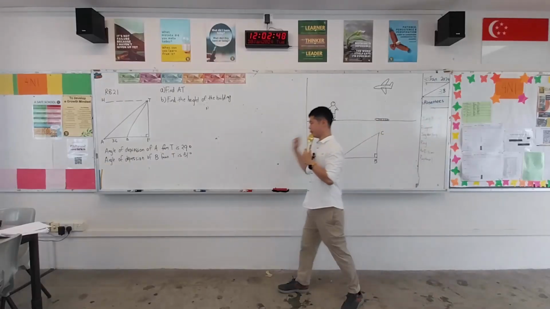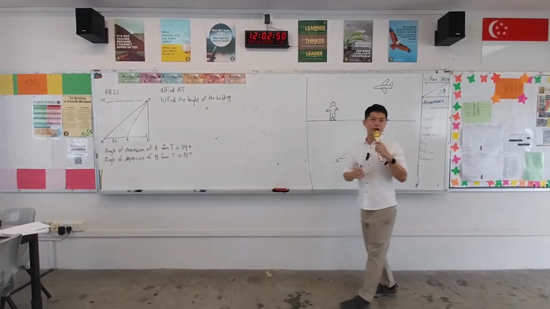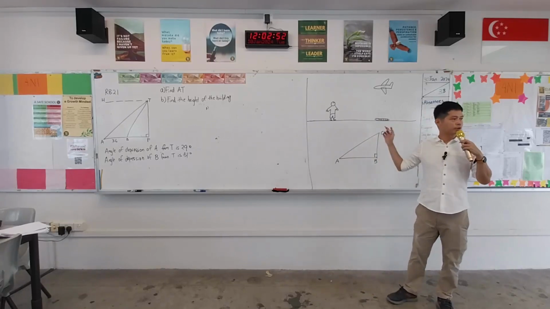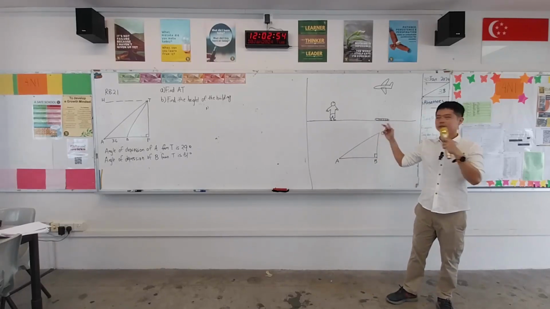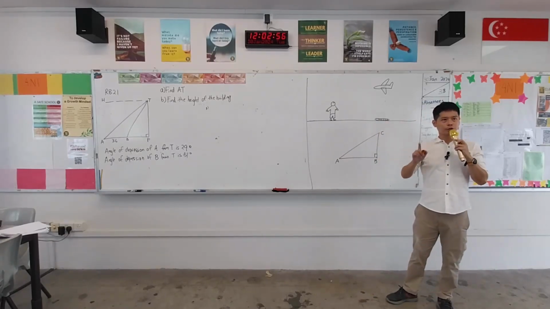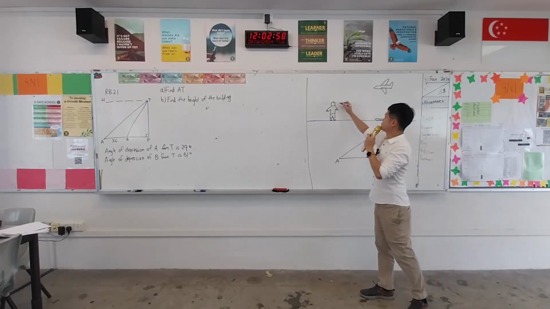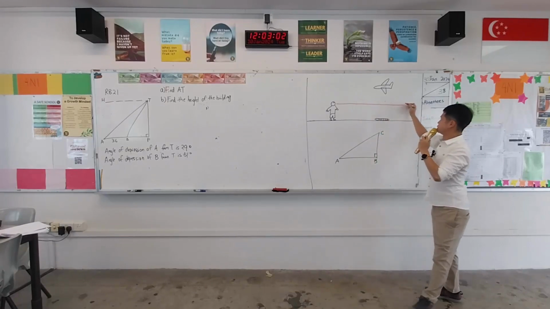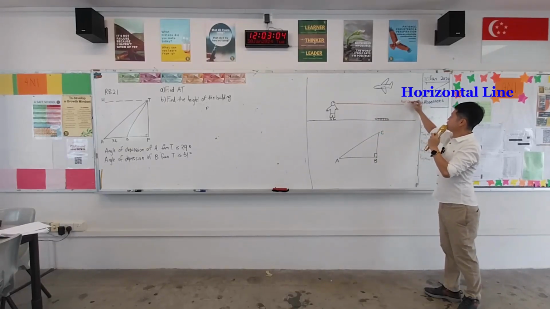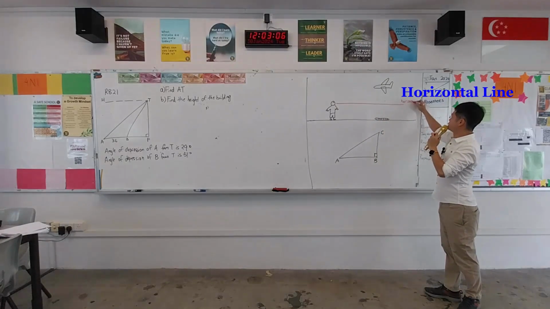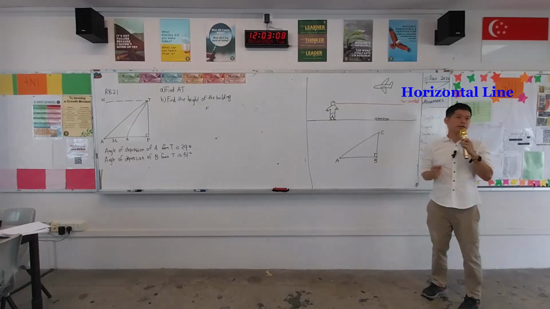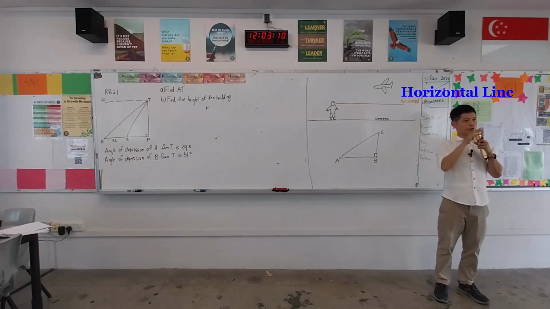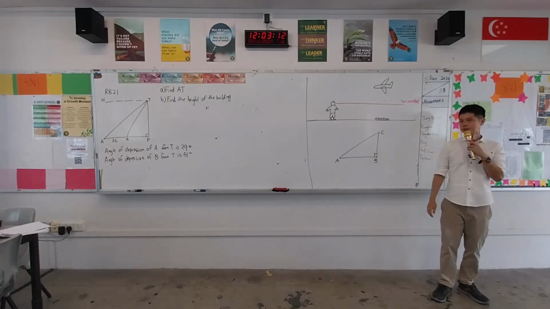Okay, today's lesson we're going to talk about angle of elevation and depression. Now the most important part of this topic is the horizontal line. You must always start with a horizontal line. If you got this question wrong, it's because you forgot to draw the horizontal line, or you forgot to reference it with the horizontal line. That's the only thing you need to remember.